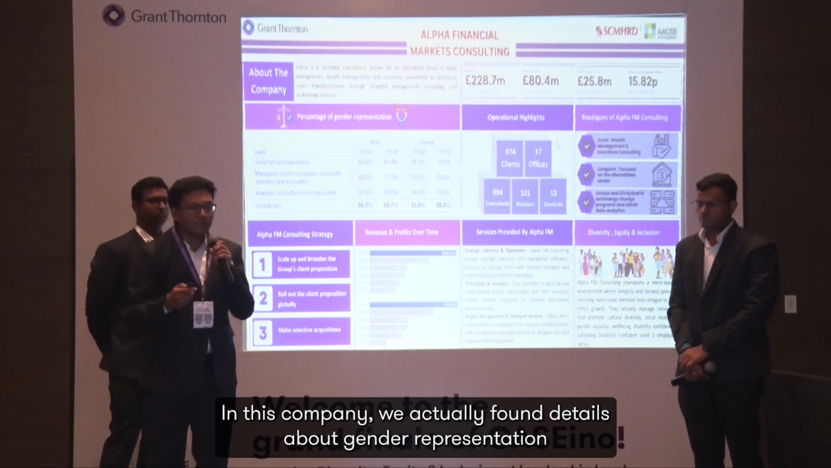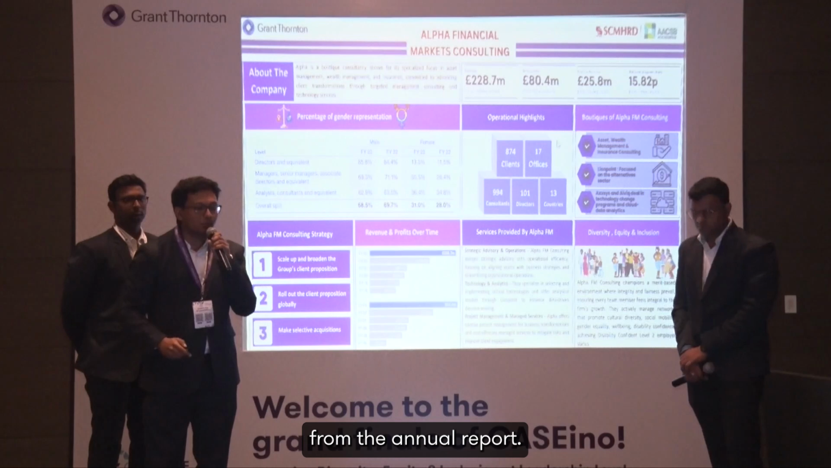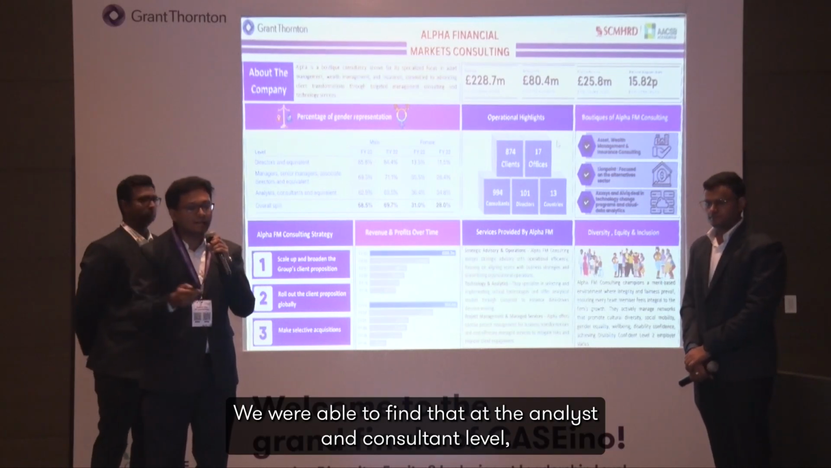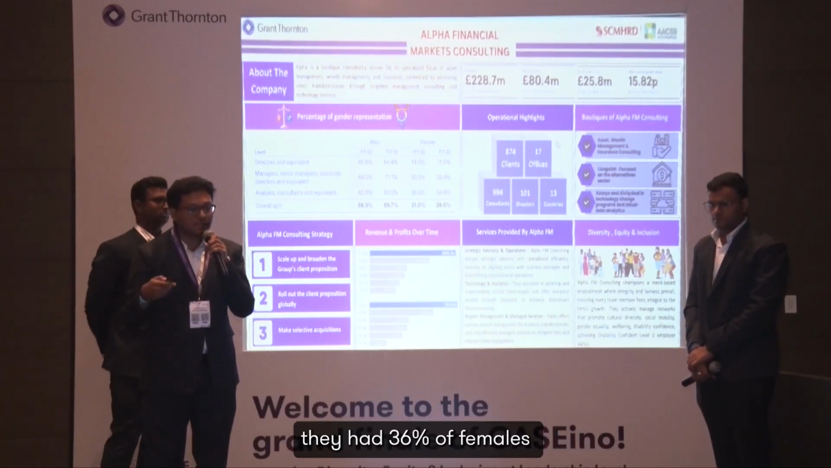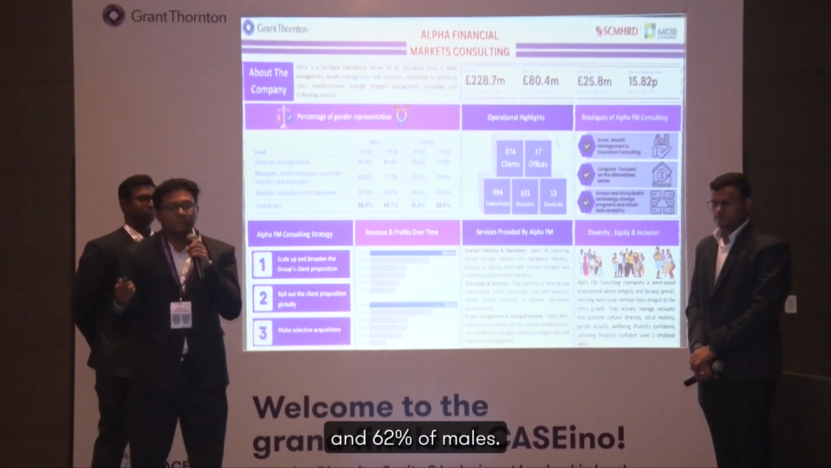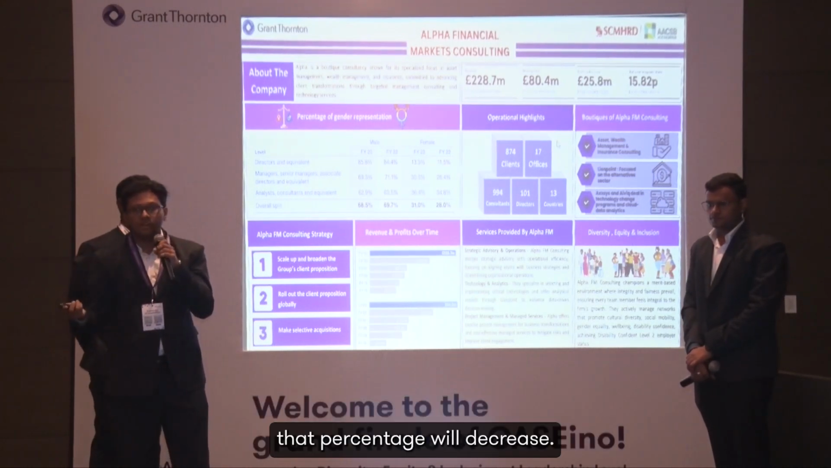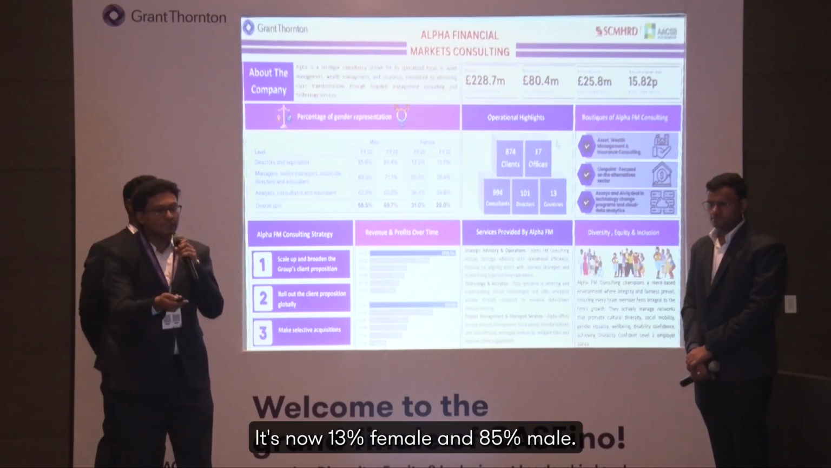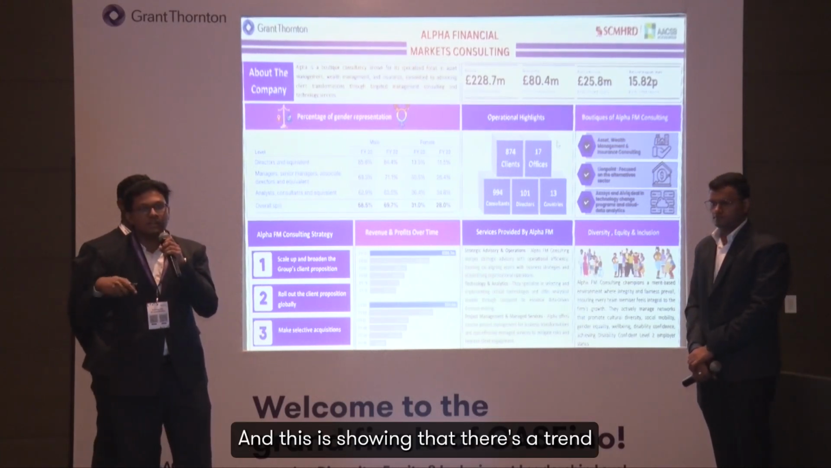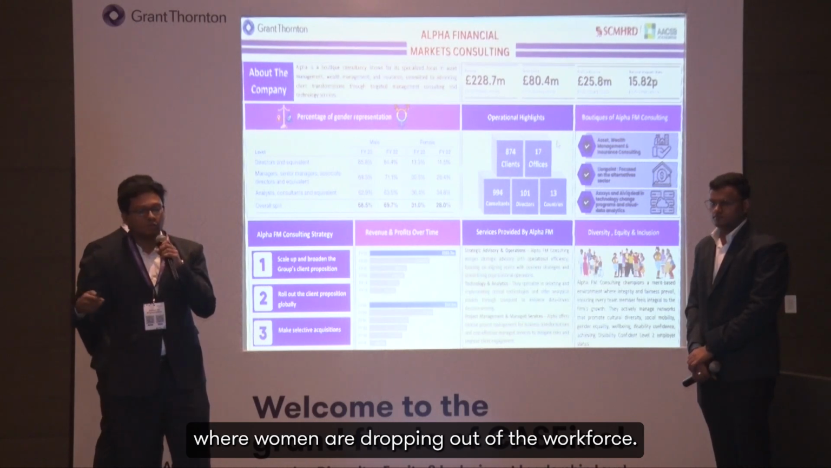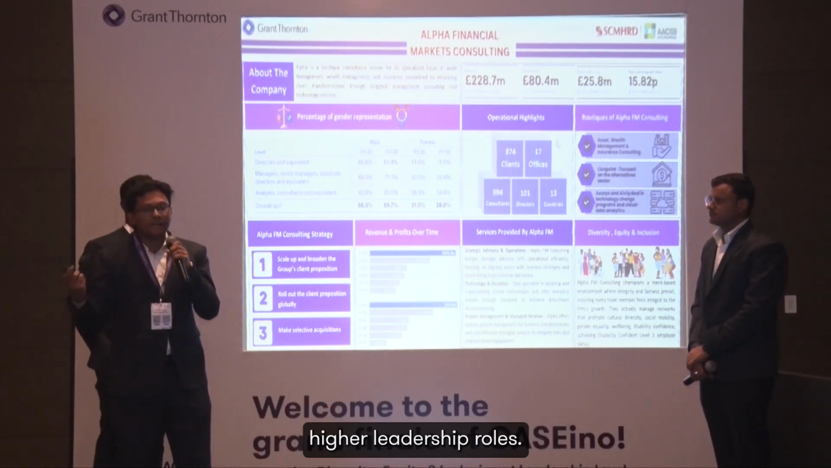About the company, we found details about the gender representation from the annual report. We were able to find that at the analyst and consultant level, if you look at the table, they had 36% female and 62% male. But if you go up to the directors and equivalent level, that percentage reduces. It's now 13% female and 85% male. This shows that there's a trend where women are dropping out of the workforce. So we wanted to study why women are not making it to higher leadership levels.